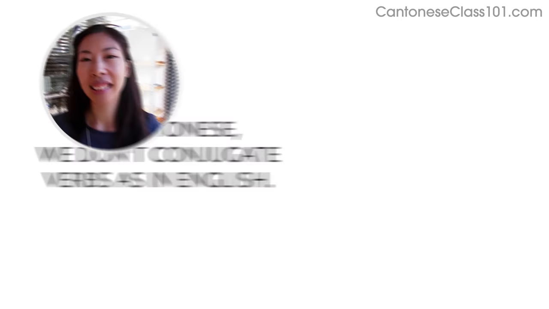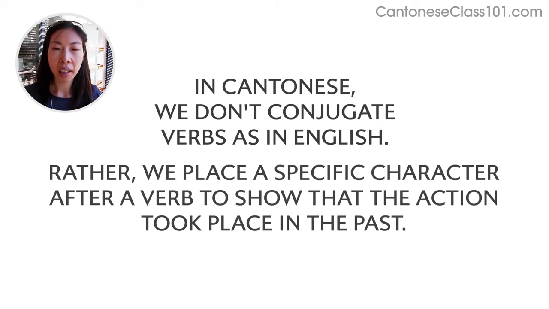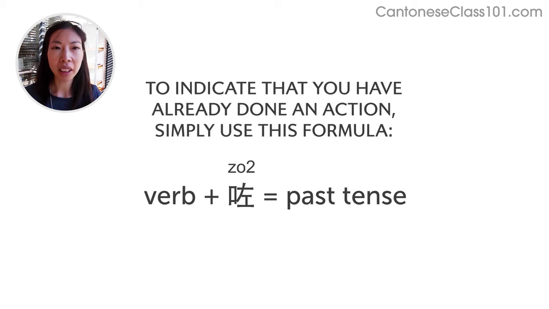First, let's see how to express the past tense. In Cantonese, we don't conjugate verbs as in English. Rather, we place a specific character after a verb to show that the action took place in the past. To indicate that you have already done an action, simply use this formula. Verb plus 做 equals past tense.